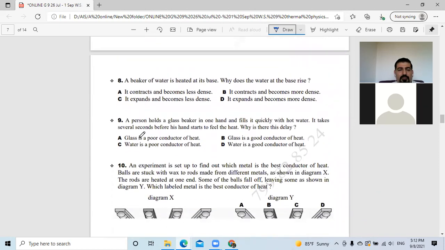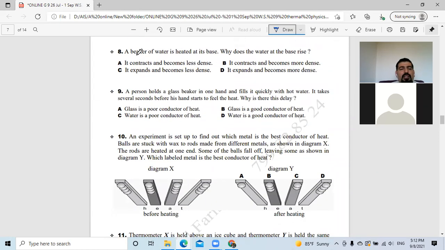Question number 7. Question number 8. A beaker of water is heated at its base. Why does the water at the base rise? Because it's heated, so it becomes less dense. Okay, and that's called contraction. So the answer is what? A. Thank you. Yes, the answer is A.